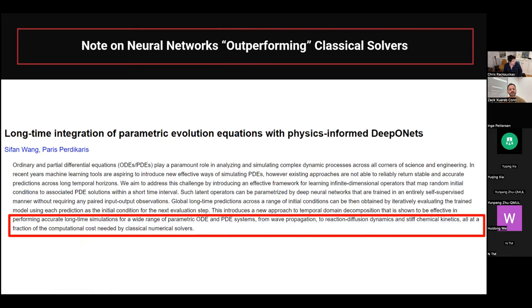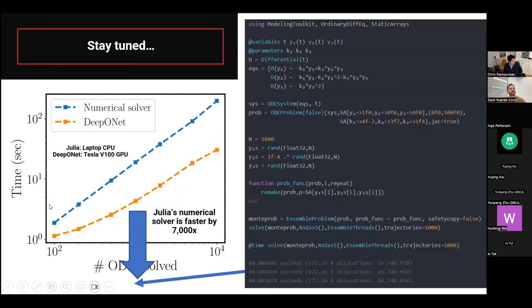But basically what you can show is that when we say numerical solver here, that means the SciPy numerical solver. The physics-informed DeepONet, which includes the training, does outperform the SciPy solver, but that's just because the SciPy solver is rather slow, right?